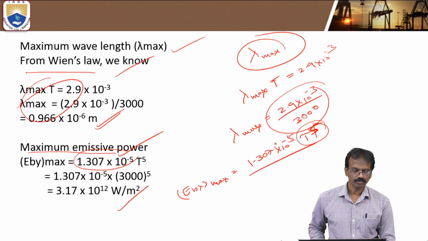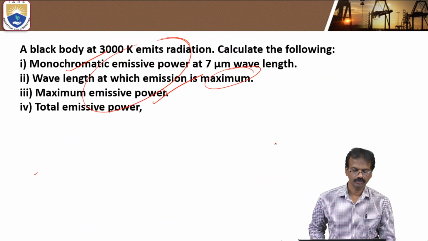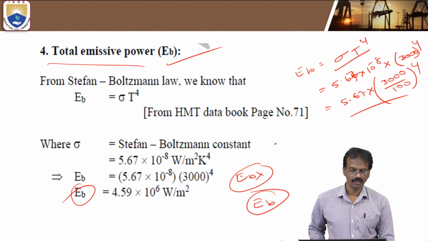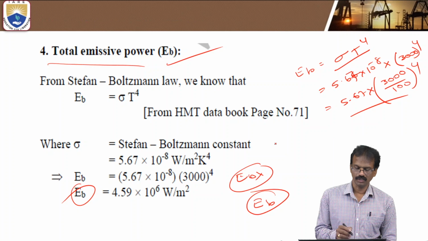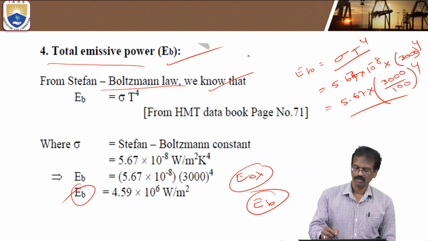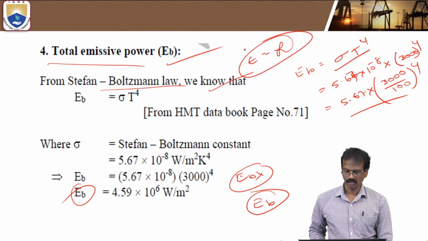The first one is Planck's law. Next is Wien's law. Next one is the Stefan-Boltzmann law, which is very important. The last one is Kirchhoff's law. In Kirchhoff's law, emissivity is equal to absorptivity. We'll see that in the next class also.